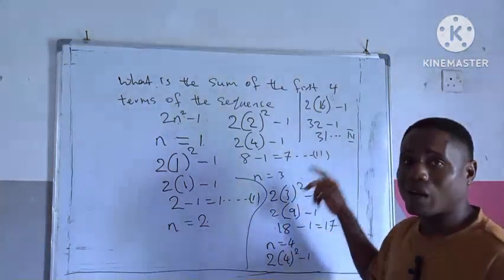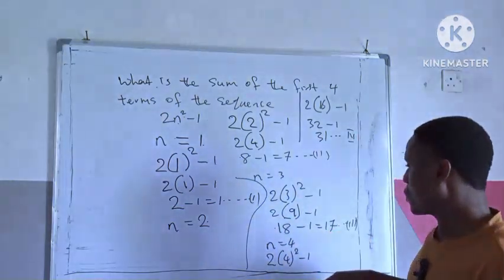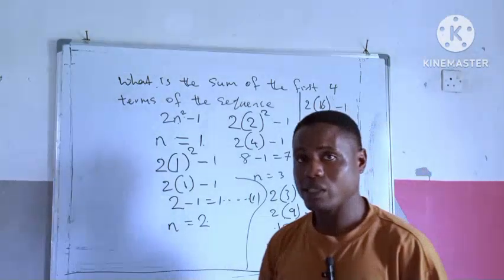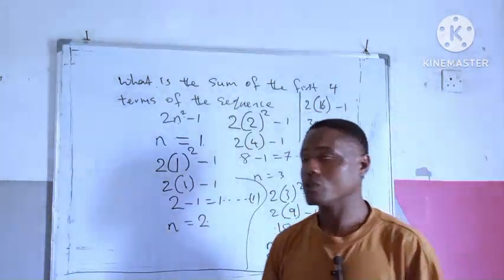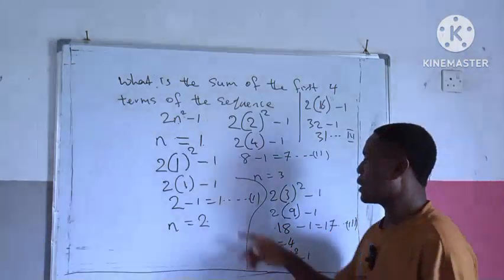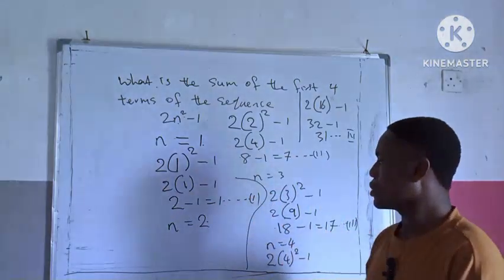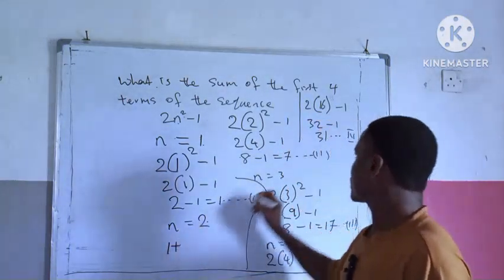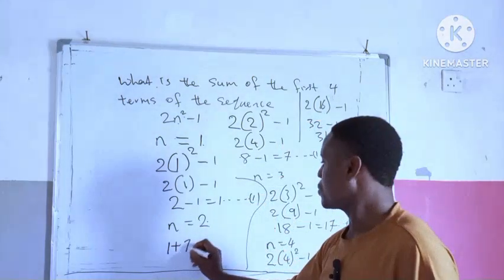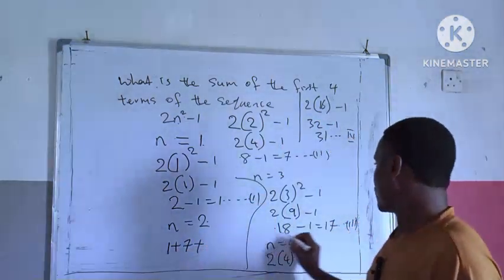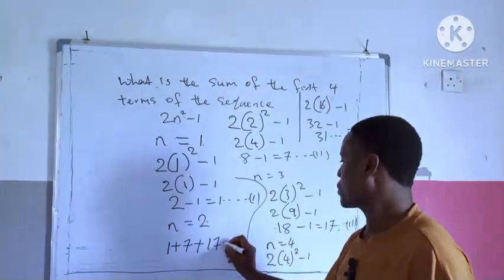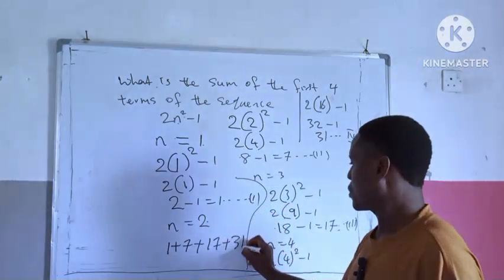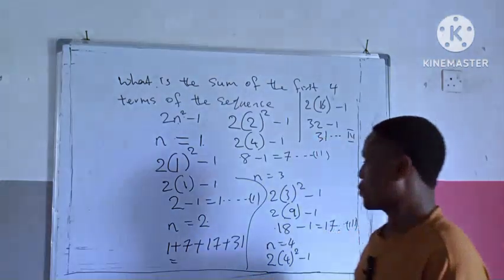Now we are asked the sum of the first 4 terms, right? So meaning we now add up all the answers we got. The sum, that is addition. So what we need to do is add all the answers. The first answer is 1, plus the second answer 7, plus the third answer 17, plus the fourth one 31. So let's add everything together.